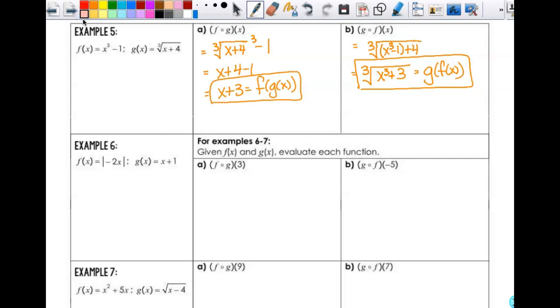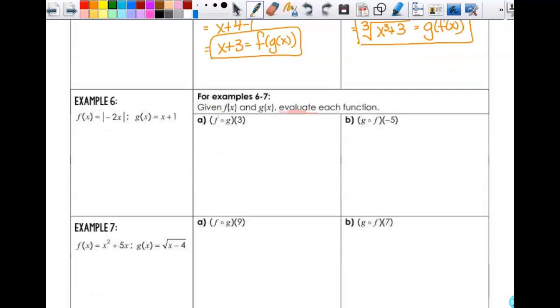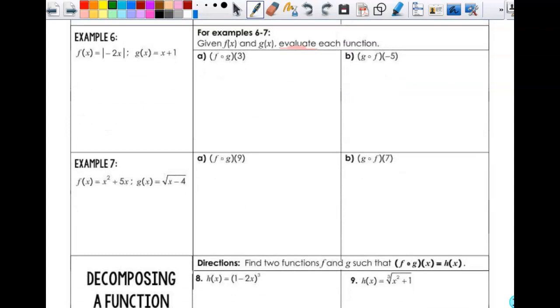Okay, so now we're going to look at evaluating. The word evaluate has the word value in it. So we are going to evaluate. We get a value, like a number, not an equation. There's a couple different ways you can do this, but if I want f of g of 3, this is f of g of 3. I think that makes it a little more obvious what you're trying to do here.